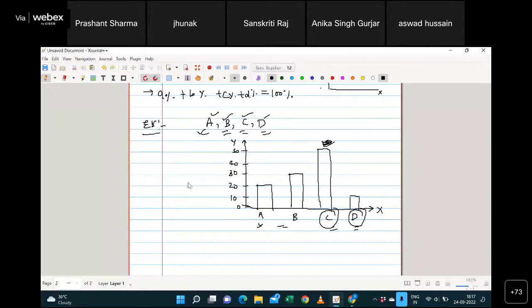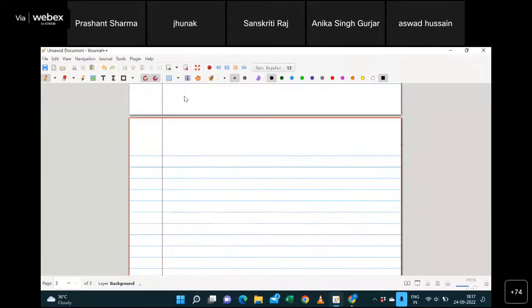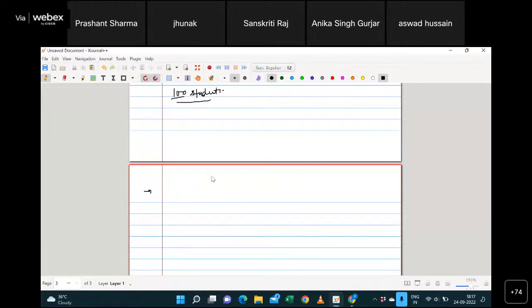So this is the count of votes, or you can say the number of votes. Or you can take a different example, like 100 students, and I'm interested in the count of students from different states. For example, there are 100 students in a class, and I'm interested in those from UP, from Delhi, from MP, and let's take Bihar. So I'm interested in how many students are from different states.